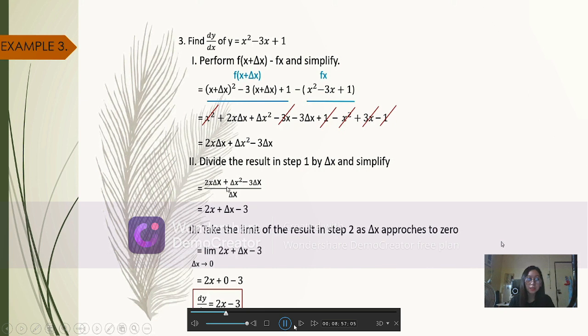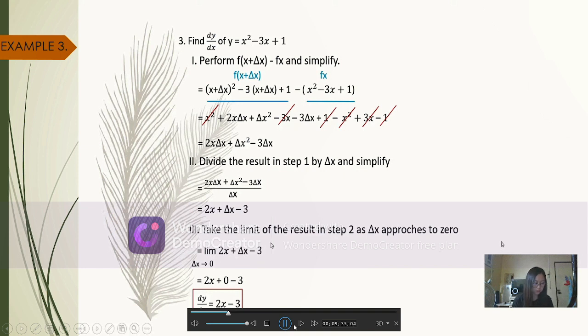So, yung natira sa step 1, apply natin dito sa step 2. 2x delta x plus delta x squared minus 3 delta x. So, divide natin siya sa delta x. Ang matitira is 2x plus delta x minus 3 kasi nag-cancel ulit tayo. So, step 3, take the limit of the result in step 2 as delta x approaches 0. So, limit as delta x approaches 0 of 2x plus delta x minus 3.